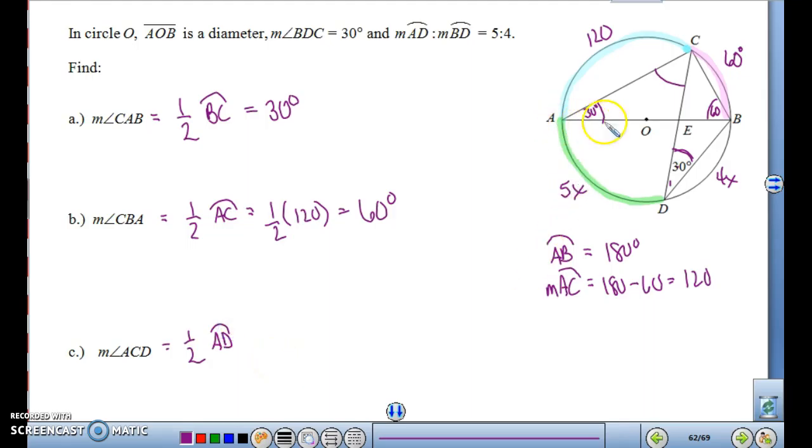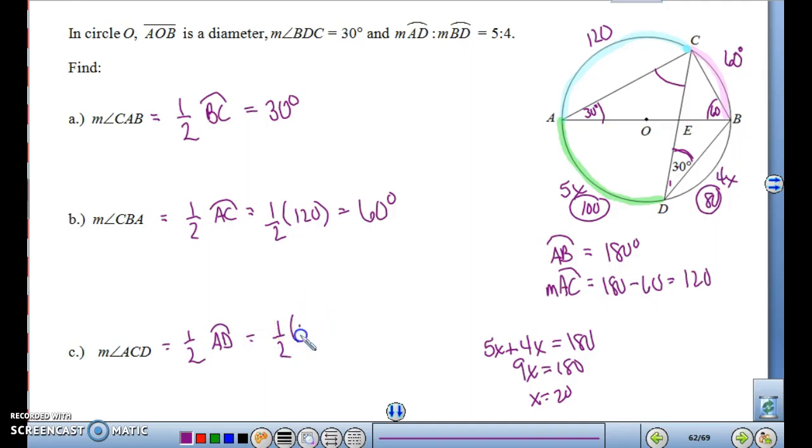Okay, so again, this is a semicircle. So this side of the semicircle is also 180 degrees. So can't we figure out AD from that? Yeah. All right, so that means that 5x plus 4x will equal 180 degrees, because this would be the whole semicircle across here. So 9x equals 180. So that means x is 20. So if x is 20, that makes AD 100. And it also makes BD over here 80. All right, so half of AD is going to be half of 100, so that's going to be 50. So this angle right here is 50 degrees.